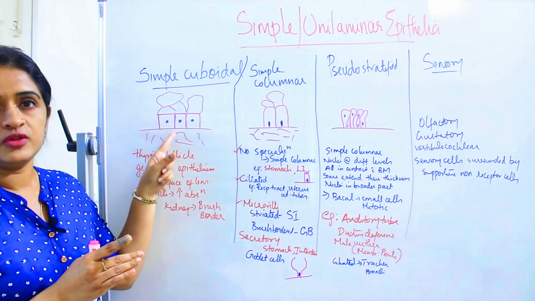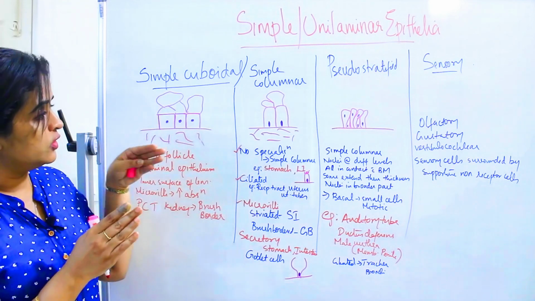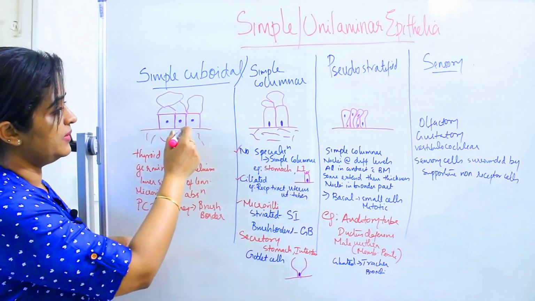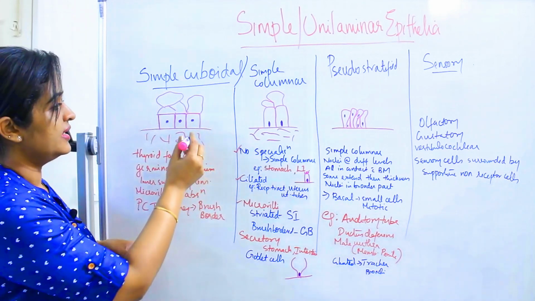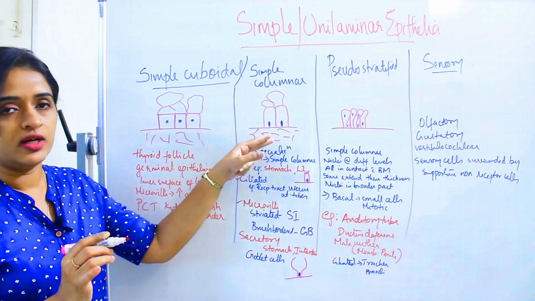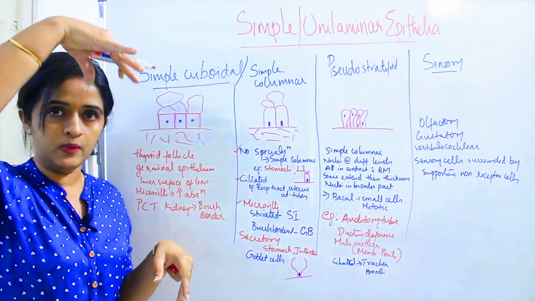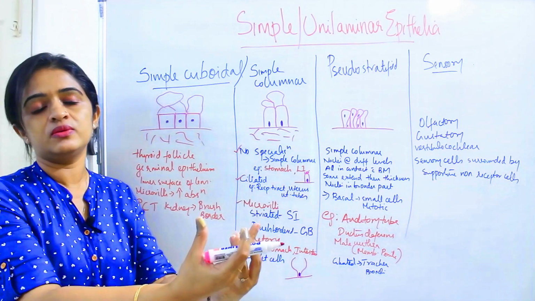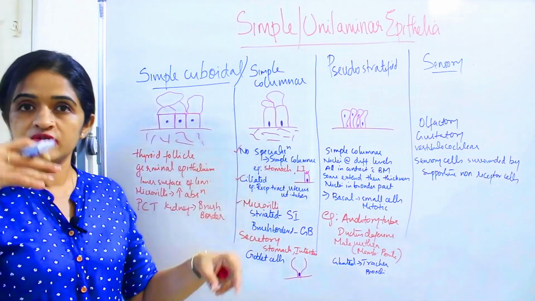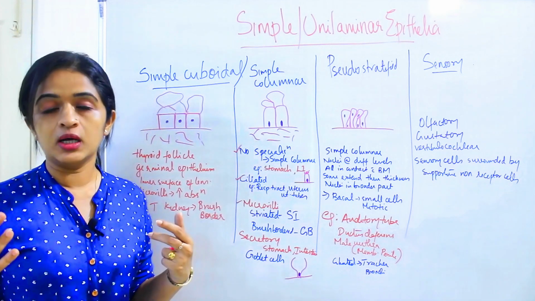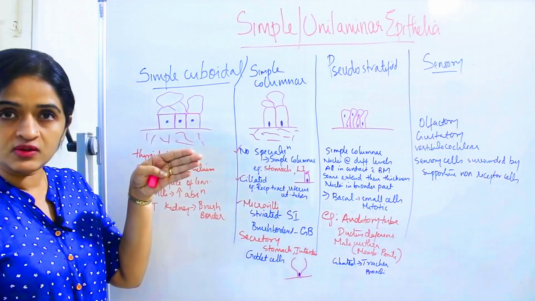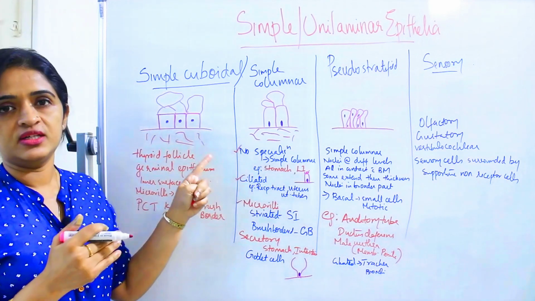If you say this is simple cuboidal, when you look from the side, we can see that it is almost in the shape of a cube. That means all the sides are of equal length and you have the nucleus in the center. But if you look from above, all these cells will be arranged tightly so that it will again look polygonal. So from above, you won't be able to make out which type of epithelium it is. It is in the vertical section, looking from the side, that you say whether it is cuboidal, columnar and so on.